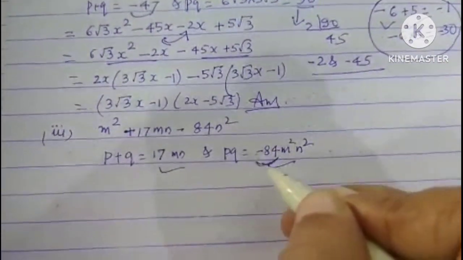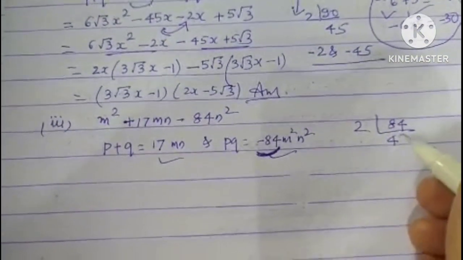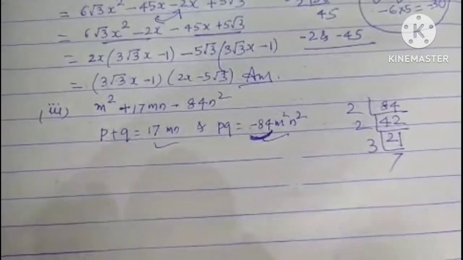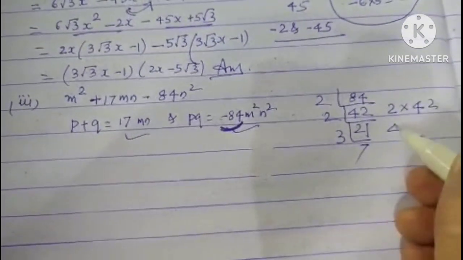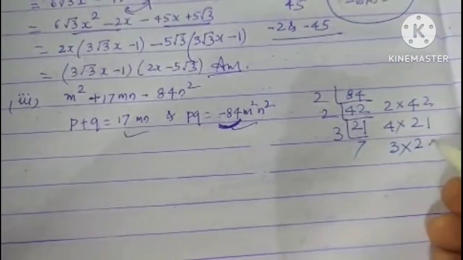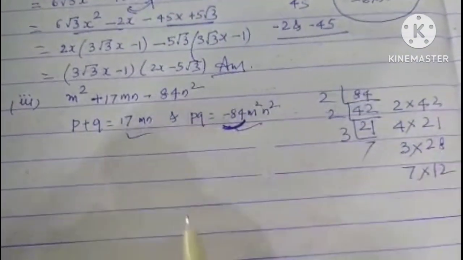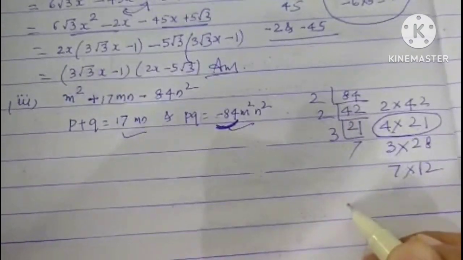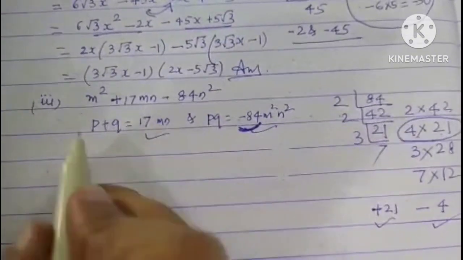So let us factorize 84. Our target should be here. 2 into 42, 2 into 21, 3, 7. So the factorizations will be like this: 2 multiplied by 42, 4 multiplied by 21, 3 multiplied by 28, 7 multiplied by 12, and so on. But I think this will be of our help: 4 and 21. If you take plus 21 and minus 4, it will be of our help.